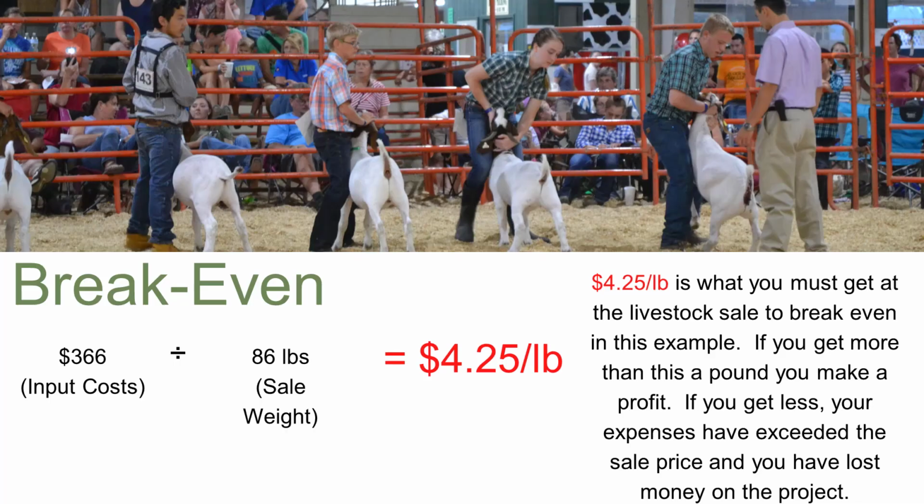To calculate break even, once again, we do input cost divided by sale weight. For this example, they're all estimates, but we had an input cost of $366 divided by 86 pounds, which gives us $4.25 a pound is what you must get at the livestock sale to break even in this example. If you get more than this a pound, then you're going to make a profit. If you get less than this per pound, then you will not make a profit and you will have a loss.